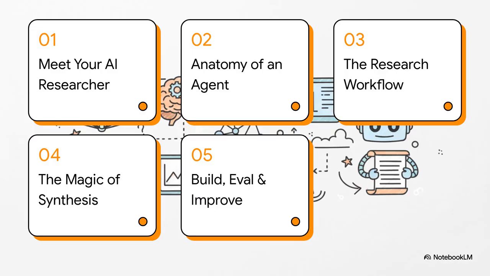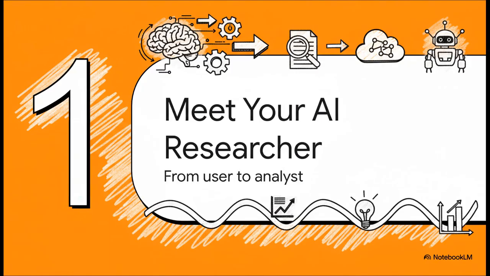So here's the game plan. First, we'll meet our AI researcher. Then we'll dissect its anatomy, what makes it tick. After that, we'll map out the entire information gathering workflow. We'll zoom in on the real magic, which is synthesis. And finally, we'll get practical with how to build, evaluate, and improve these things. Let's jump in. Okay, first things first, let's get to know this AI researcher.